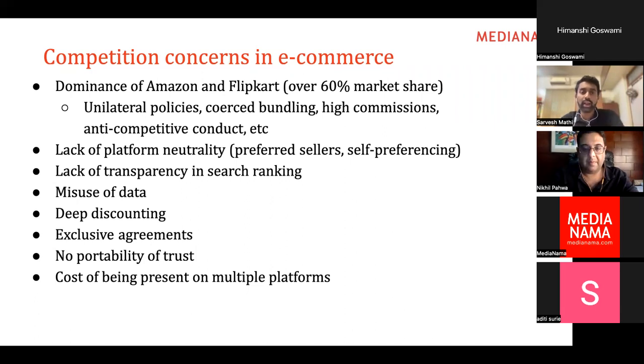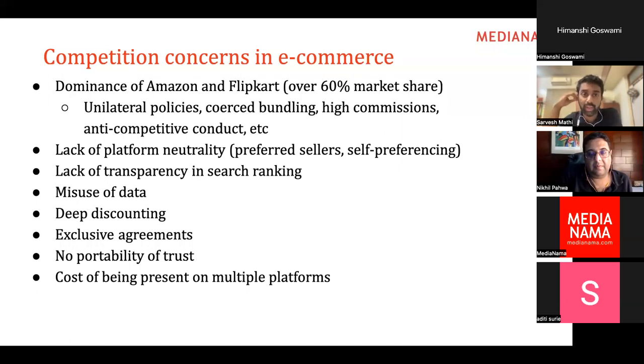And then there are exclusive agreements with, for example, smartphone manufacturers, that you'll only sell on Amazon, at least for the first 15 days, and only then can you start selling on physical stores or the small other retailers online. There's also the lack of portability of trust. If you're an excellent seller on Amazon with 5-star ratings and 10,000 reviews, and you want to go to Flipkart, there's no way you can have that same trust on Flipkart. You have to start fresh in Flipkart.